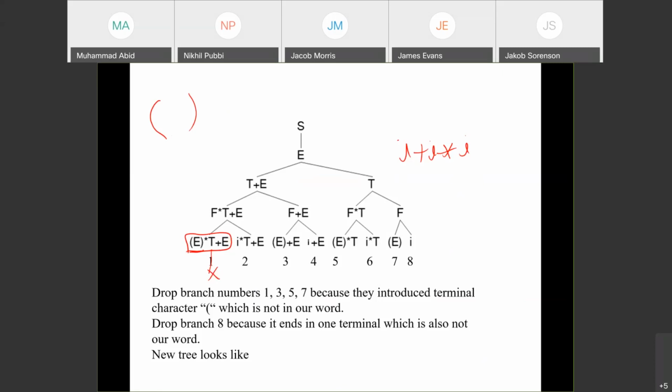Okay, and now look at this second one. It has star here, I and star. So I is good, but star, we do not have star here, we have first plus. It means if you follow this one, this will also lead you to the unsuccessful generation of the word. Same is the case here. Because of this parenthesis, it will lead you to unsuccessful generation of the word.